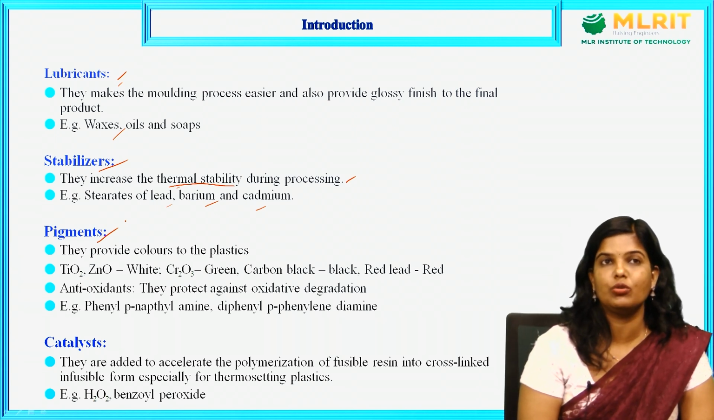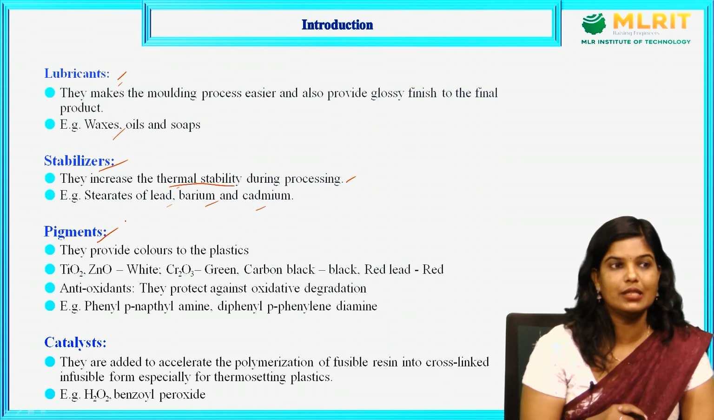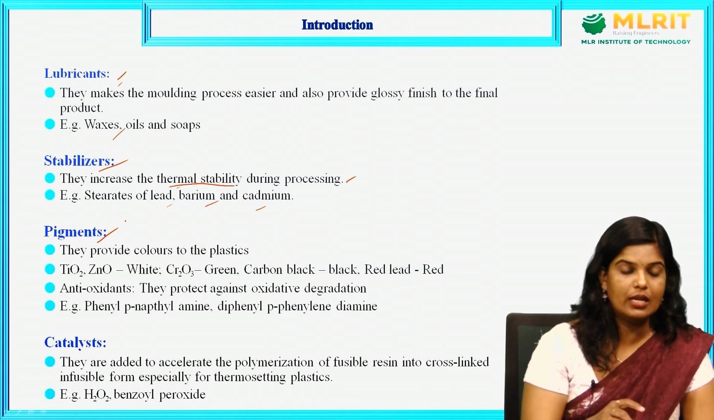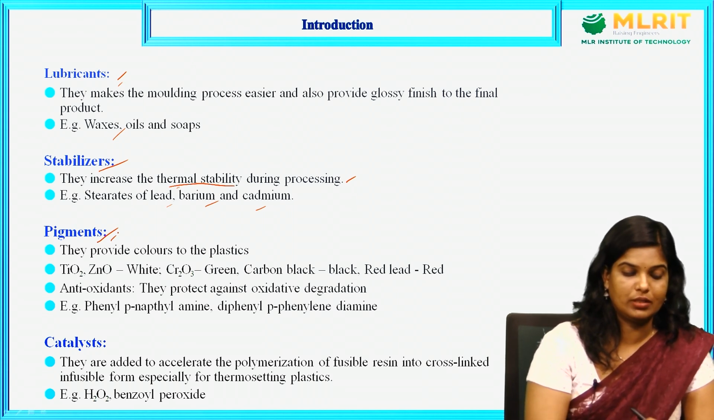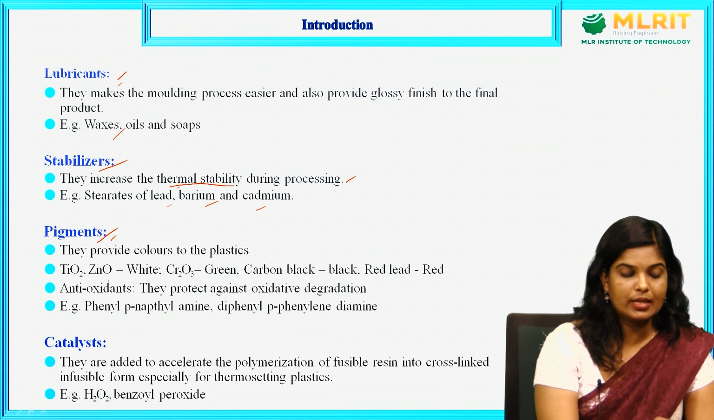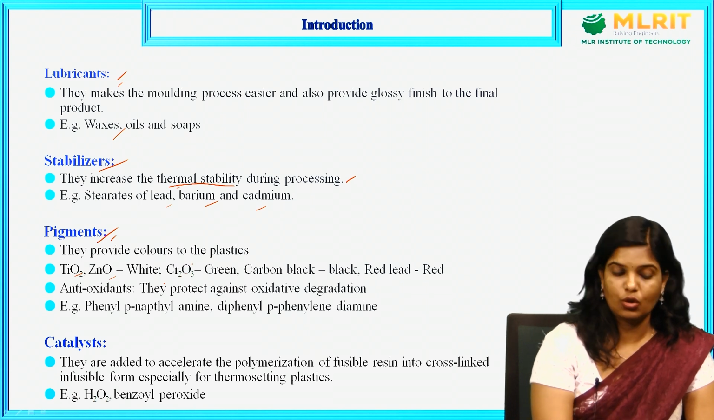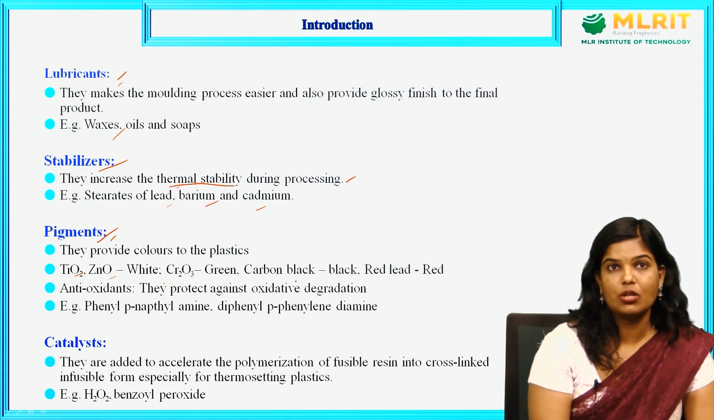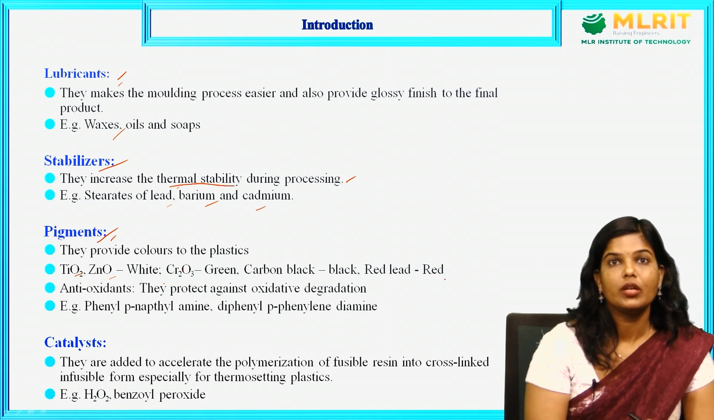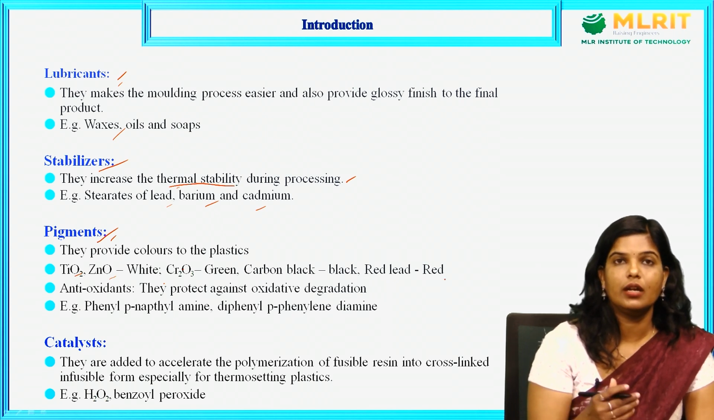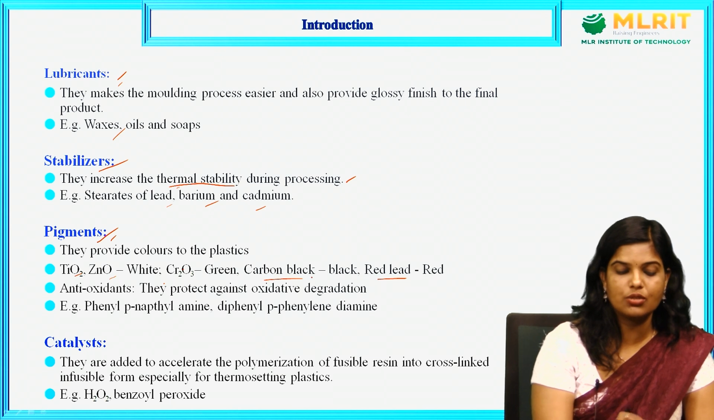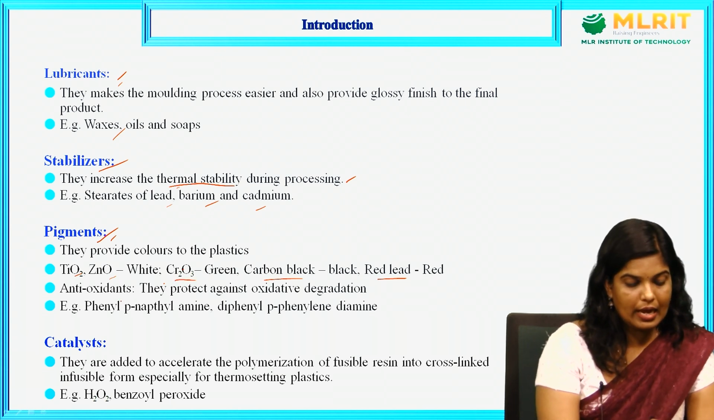Pigments, as we all know, means which gives color to the plastic, right? We can see that different plastic materials in our home itself have different colors. So these colors are obtained from the addition of pigments. For example, ZnO or TiO2, zinc oxide or titanium oxide, will give white color. Green color is obtained because of chromium. Then black is because of carbon black, and red is because of red lead. So all these materials will give different colors to the plastic.